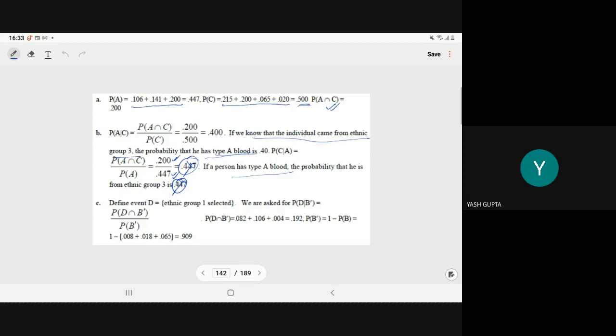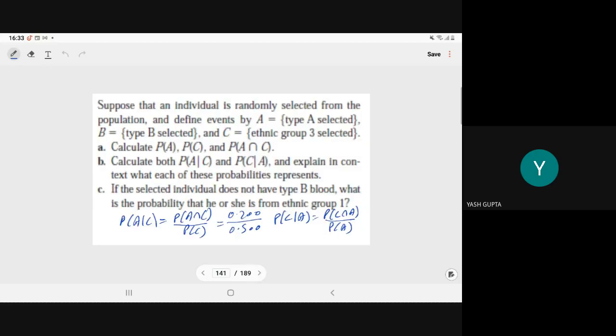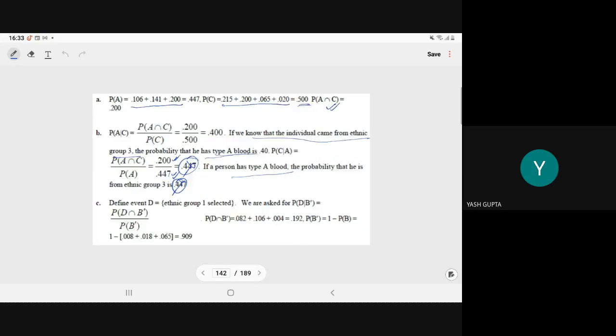And when we have to compute the probability of B dash, by definition we know it is 1 minus P of B. First we compute P of B, which is the sum of this, and 1 minus the sum of this will give you the probability of B dash. And then we write it in the required form, let it be 0.909. So the required probability will become 0.192 divided by 0.909.